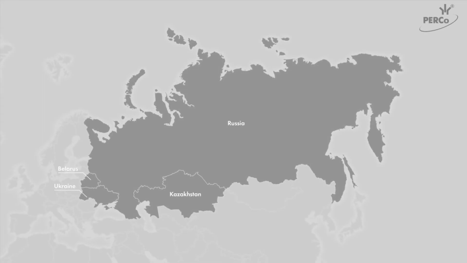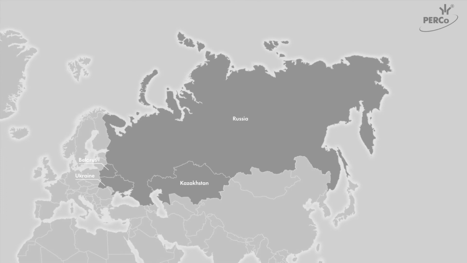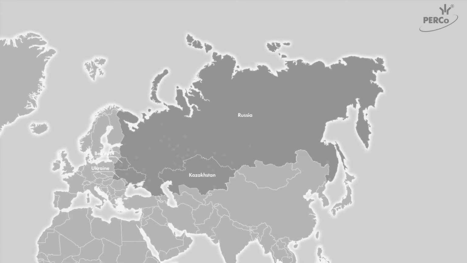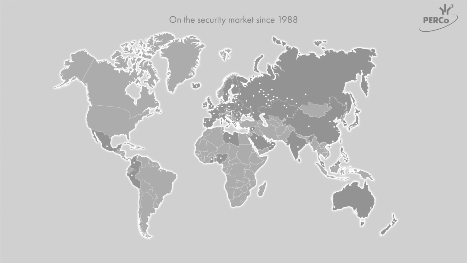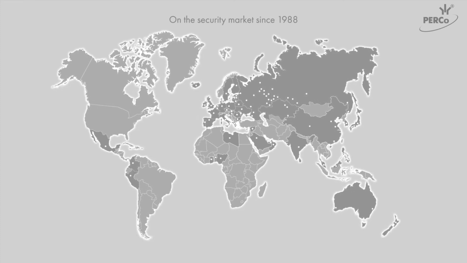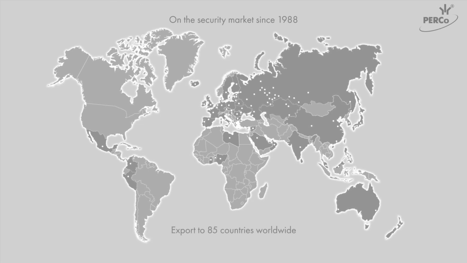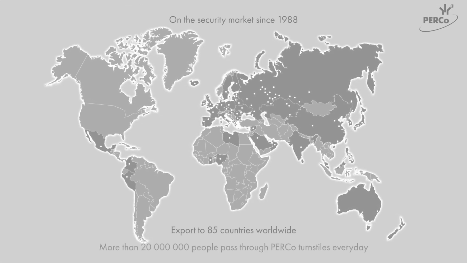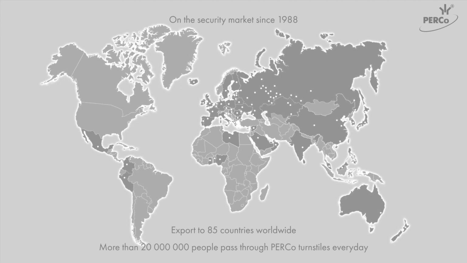For guidance, installation and maintenance information, you can always contact Perco or our regional partners. Perco turnstiles are manufactured since 1988 and are highly reliable products that has been proven by dozens of thousands of installations in 85 countries in the world. More than 20 million people pass through Perco turnstiles every day.